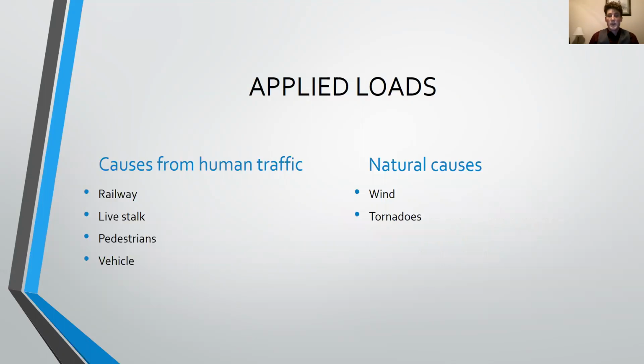The applied loads the bridge had to experience were mostly due to human traffic on the bridge. Another main topic it had to deal with was applied loads caused by natural forces. The largest portion of load came from the railway traffic going across the bridge. At this time, the railway was being connected between Canada and America, and this bridge was the first one to do it.